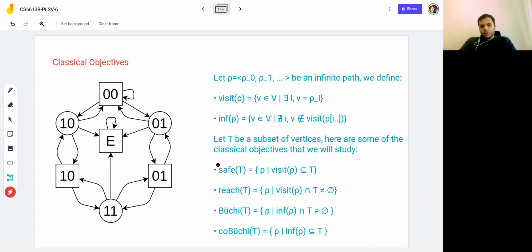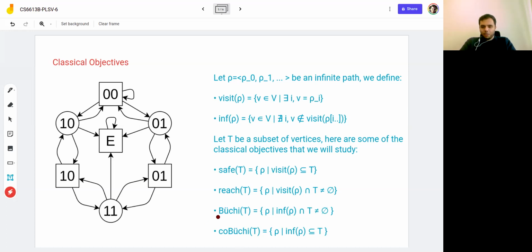But we also have some other objectives that are kind of more interesting. And as we go on during this course, you will see that they're also a bit harder to solve. These are the objectives that are named after the mathematician or the computer scientist who came up with them. This is what we call Büchi objectives. The original German pronunciation is Büchi, but that's too hard, so everyone just calls it Buki.